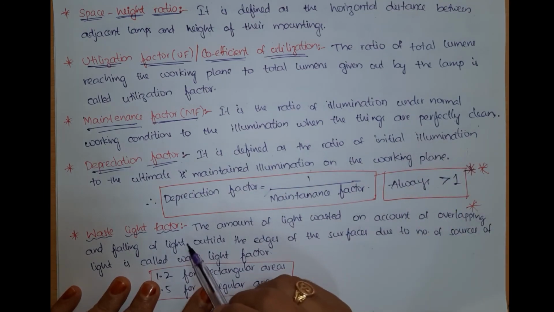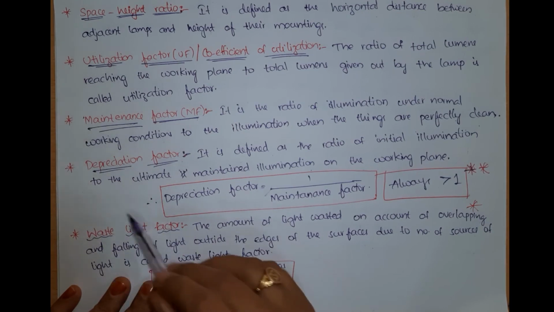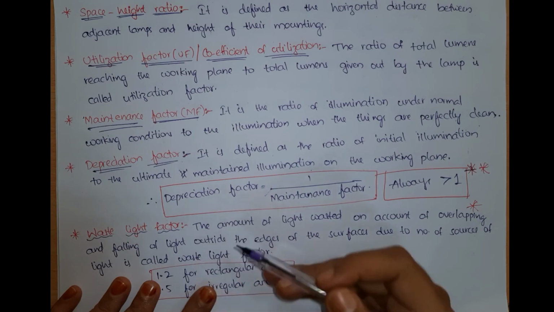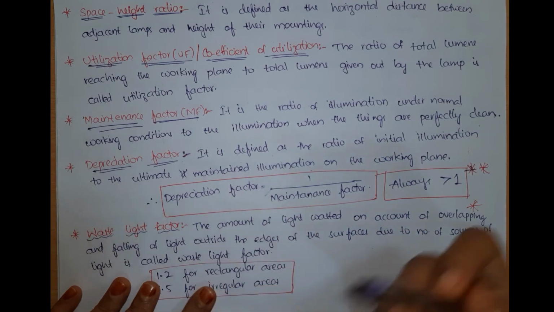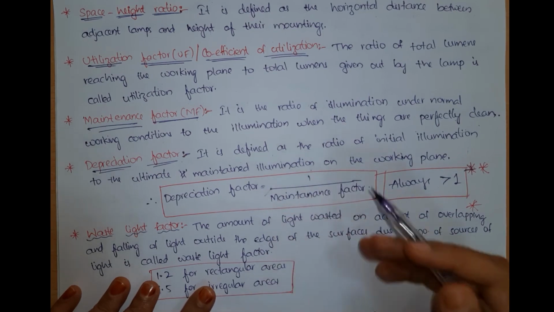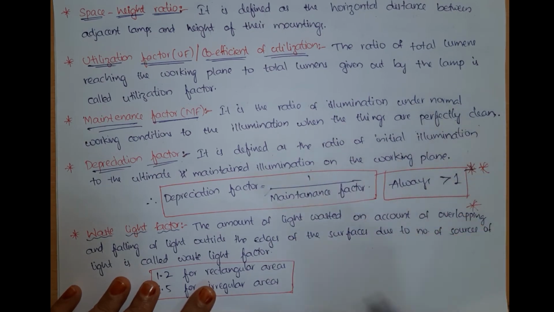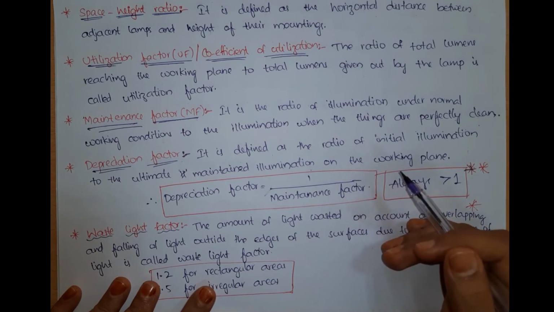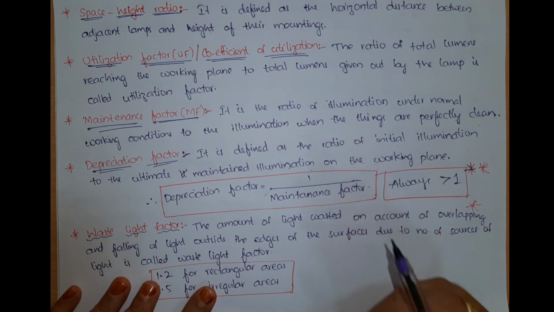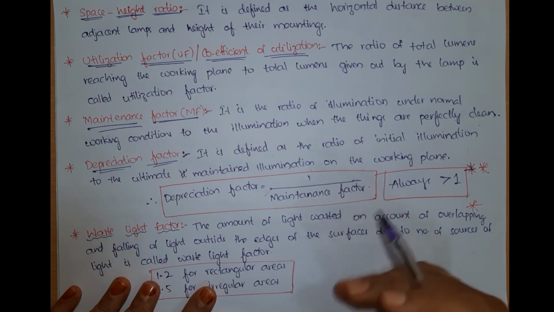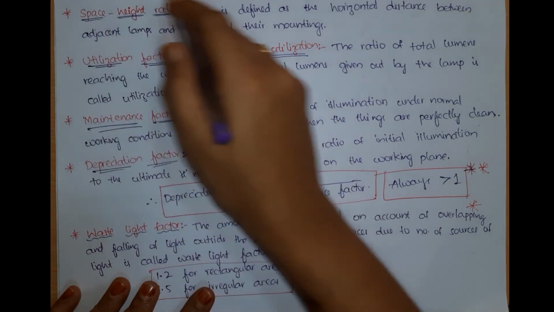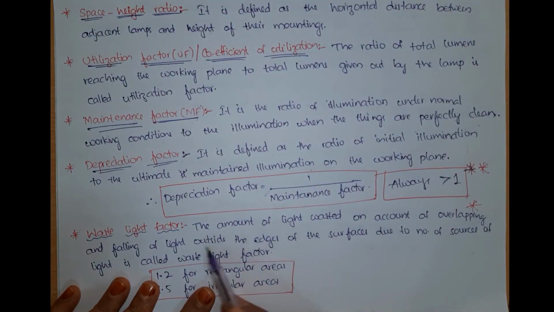Then coming to waste light factor, as the name indicates, some amount of light may be wasted. We have to calculate what amount of light is wasted. That is called waste light factor. Whenever a surface is illuminated by a number of sources of light, there will always be a certain amount of waste of light due to overlapping, or the light may be falling on adjacent planes. That is waste light.